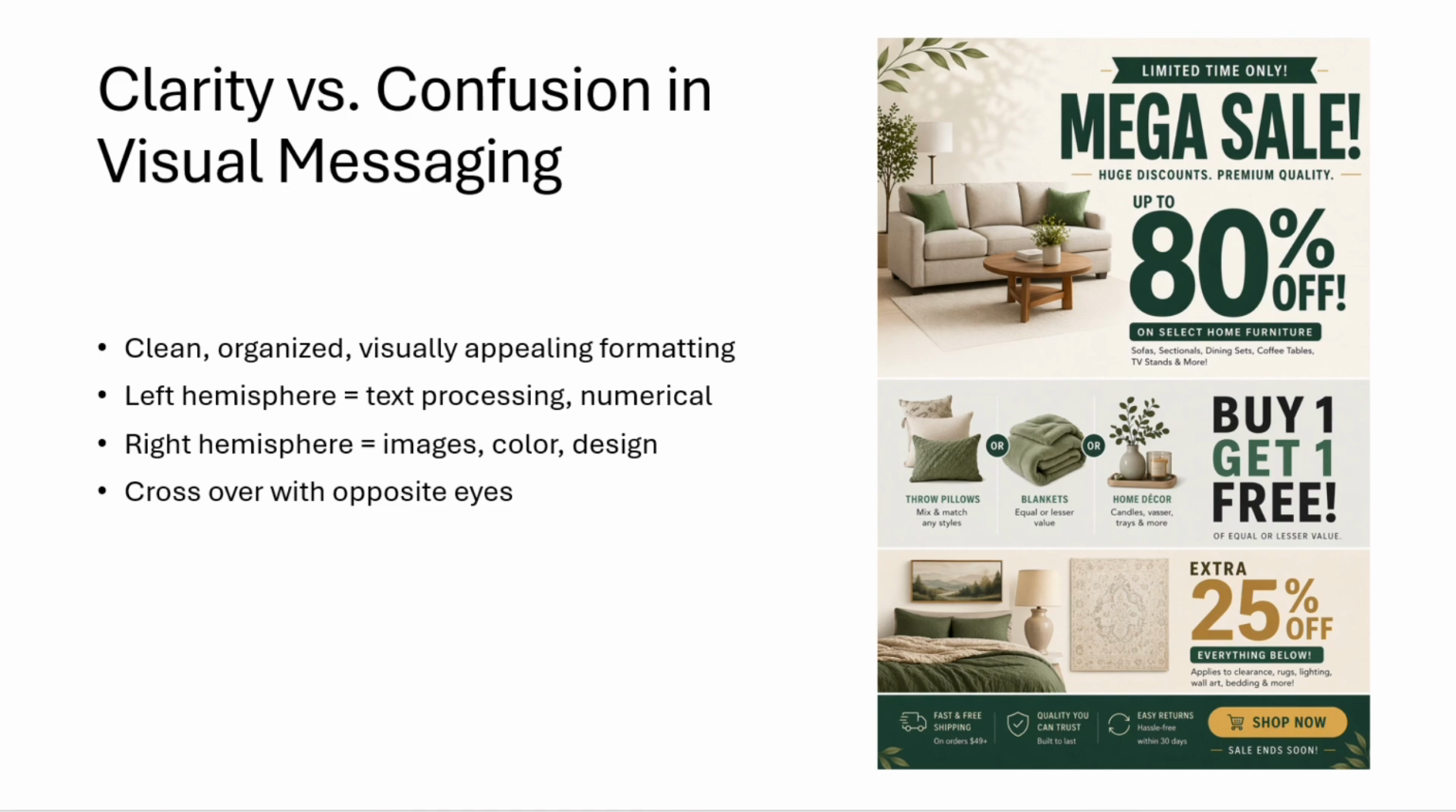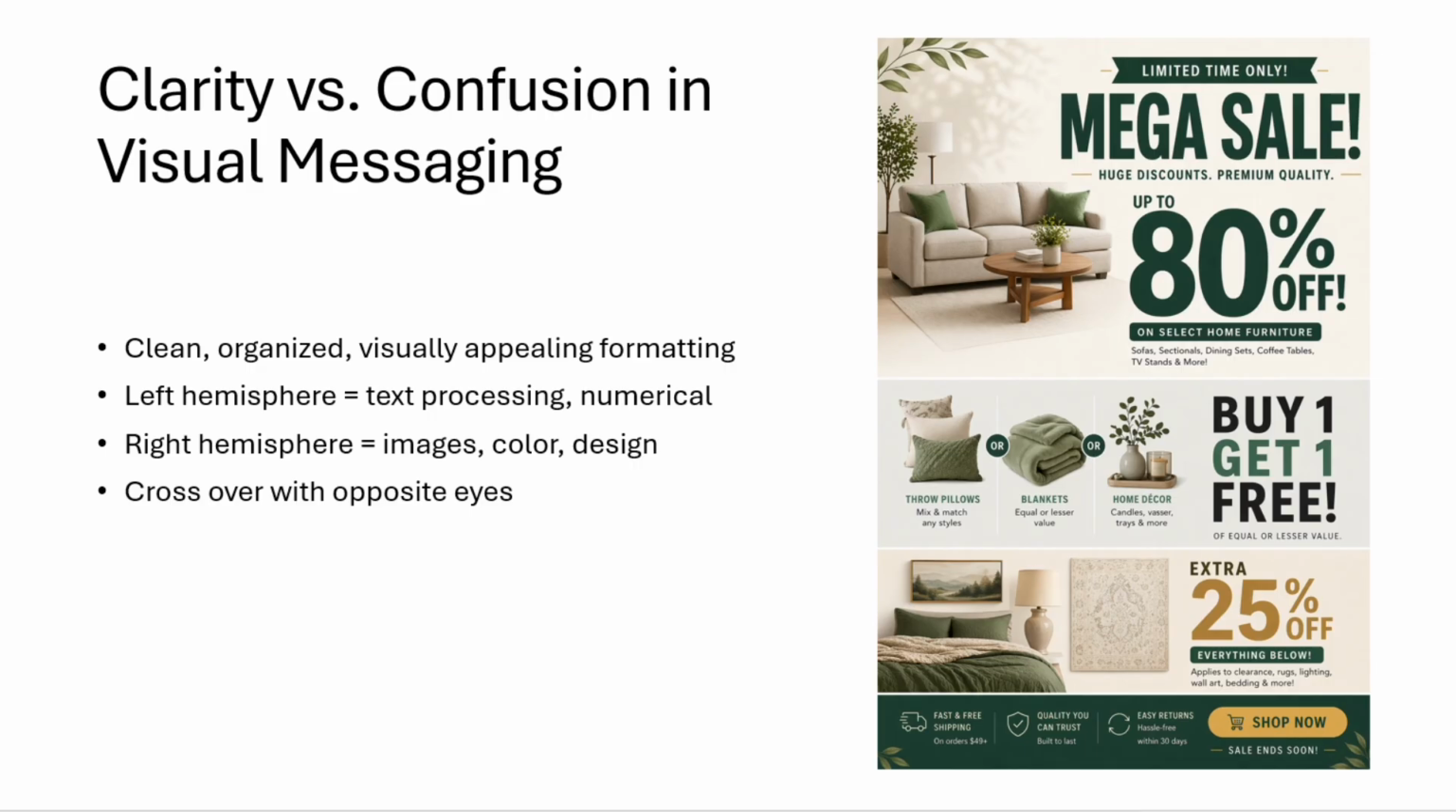Moving on to my second ad, I decided to look at the clarity versus confusion within visual messaging. So for the second advertisement, I kept the same concept of a sale promotion of a made-up brand. This one is selling home goods, and I wanted it to focus more on visual items since the last ad was all text with no pictures.